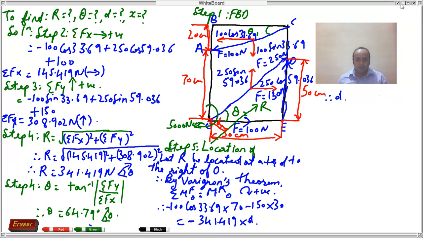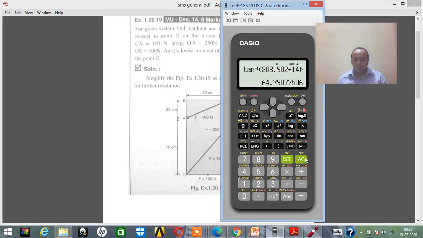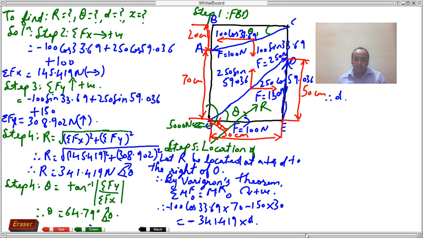Minus 100 cos of 33.69 into 70, minus 100 cos of 33.69 into 70 is equal to, again, apart from that, minus 150 into 30. Again, this 150 is causing the body to rotate in anti-clockwise sense. Of course, my dear friends, one thing we forgot to mention is nothing but this 5000 Newton centimeter clockwise moment. So definitely it is going to get considered and it will be over here.